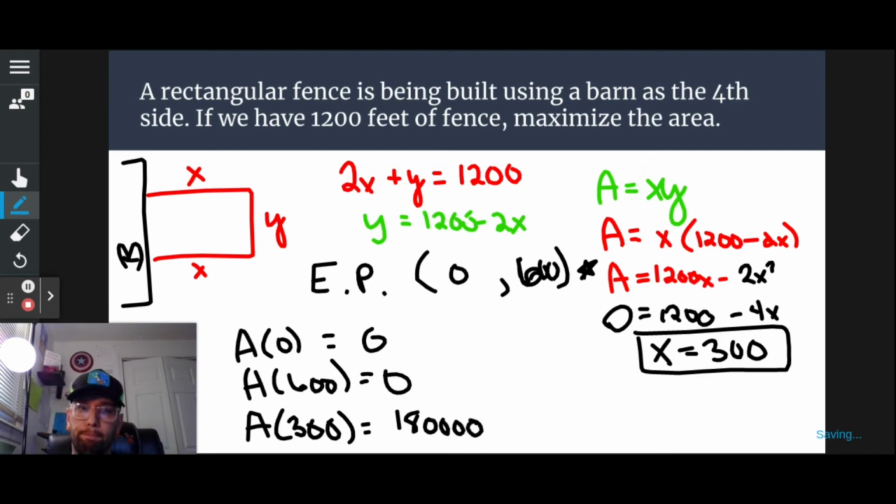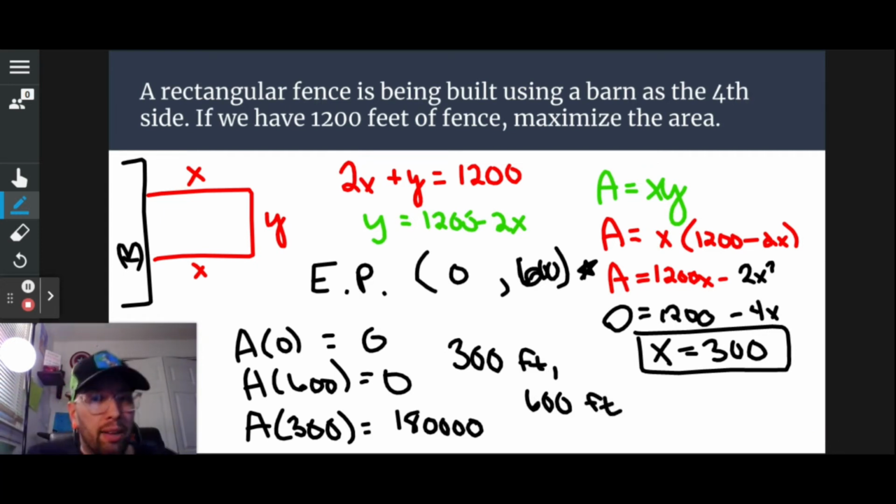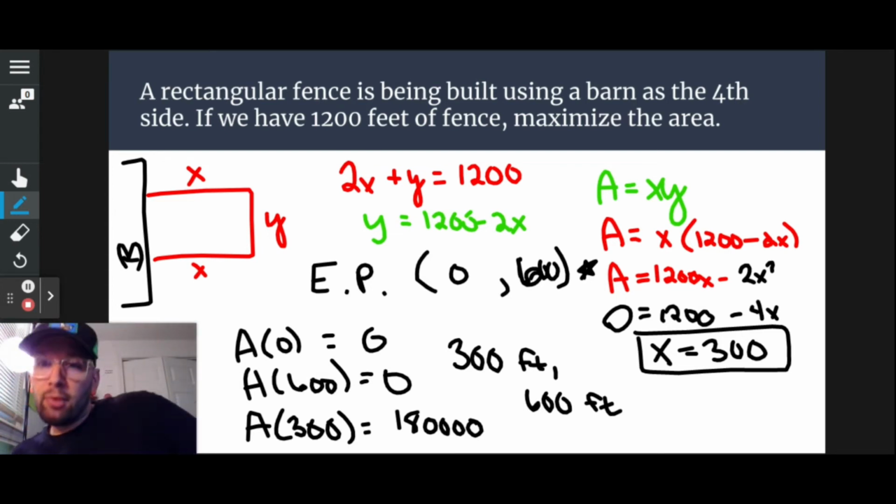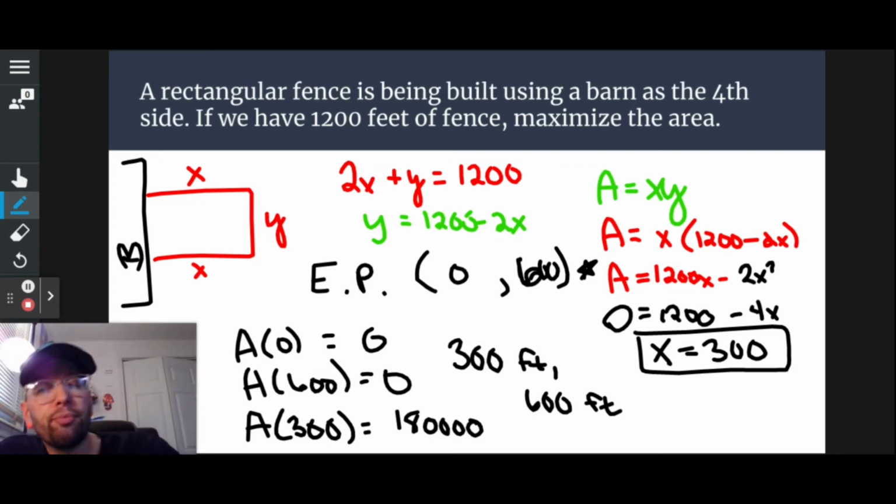So that would do it. The x value of 300 is what gives me my maximum value. The y is going to be 1200 minus 2 times 300, which is 600. So it's going to be 300 feet by 600 feet, which is different from the last one. The last one was a perfect square. This one's not. Interesting. Very interesting.